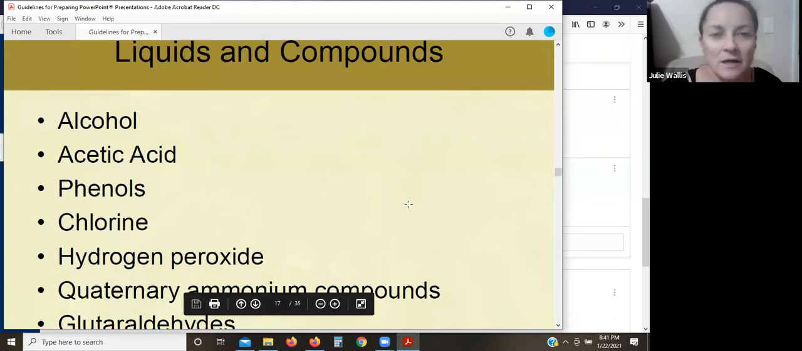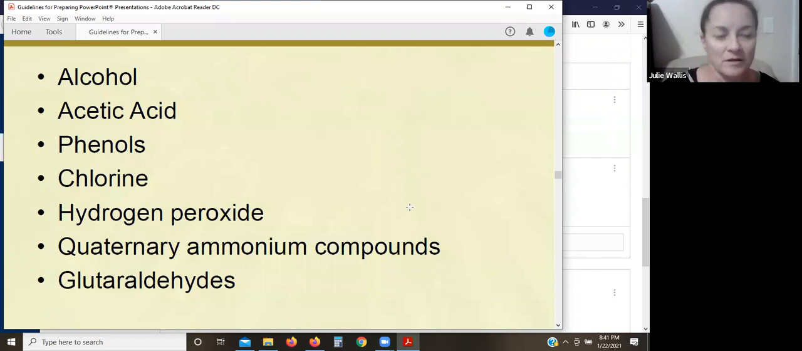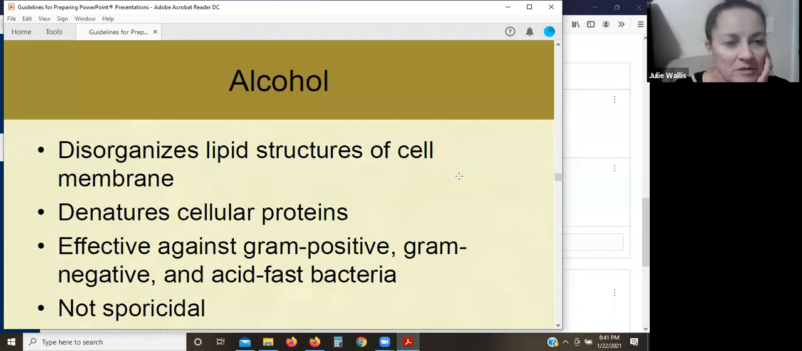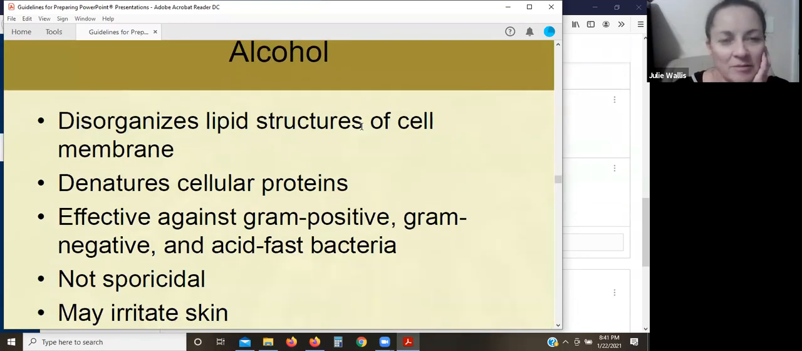All right, liquids and compounds. This includes all of these different types that you're going to kind of walk through. These are the most common types that you might actually come into contact with. So these are probably the ones that you should know. There's a chart, a table at the end of this that kind of summarizes them a little bit better.